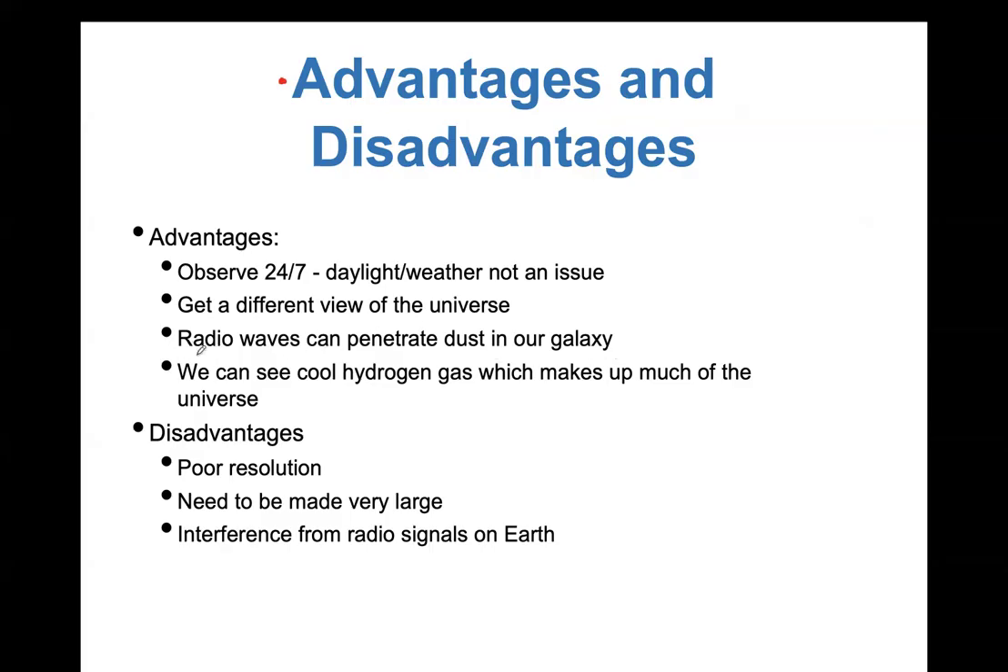But they also allow us to look at parts of the galaxy or other galaxies that would be totally invisible to shorter wavelengths. So we can't look towards the center of the galaxy in the visible spectrum because it's totally obscured. It just looks black because there's so much dust between us and the center of the galaxy. But radio waves can pass right through that dust. So they act like X-rays do for soft flesh, right?